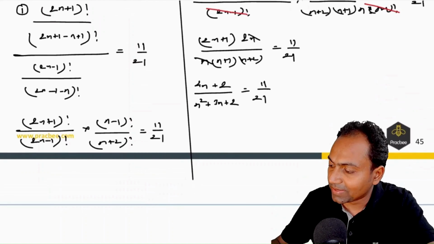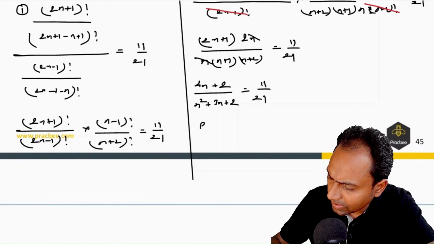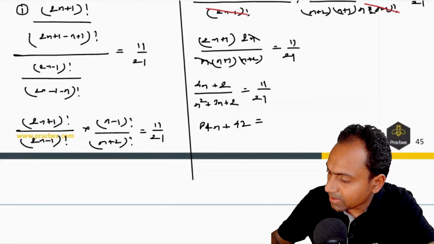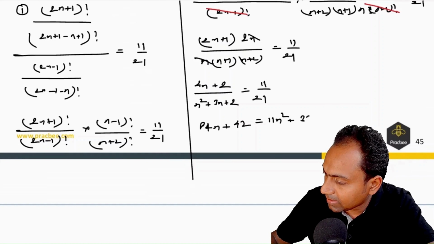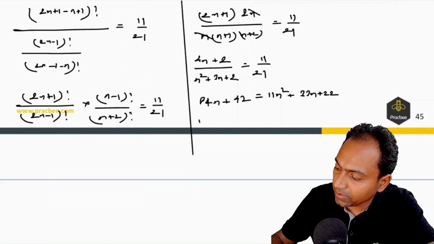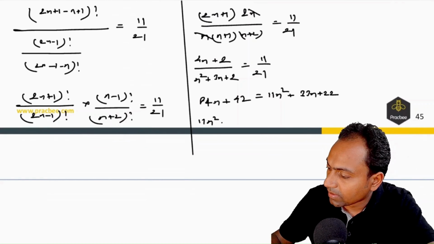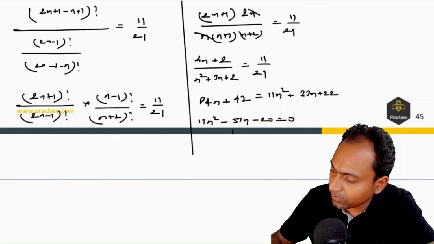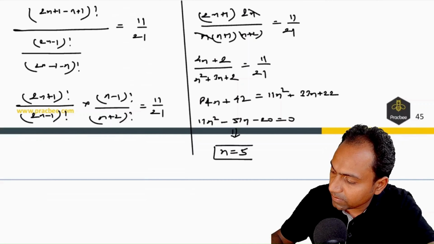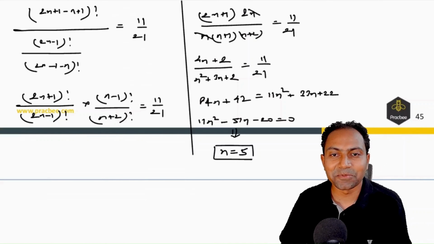Now we need to simplify this. If I simplify, this becomes nothing but 84n plus 42 is equal to 11n square plus 33n plus 22. If I simplify this, I get a quadratic equation, that is 11n square minus 51n minus 20 is equal to 0. And if you solve this equation, you get the value of n as nothing but 5. You will have to solve it as a vicious calculation, but there is no way around it.